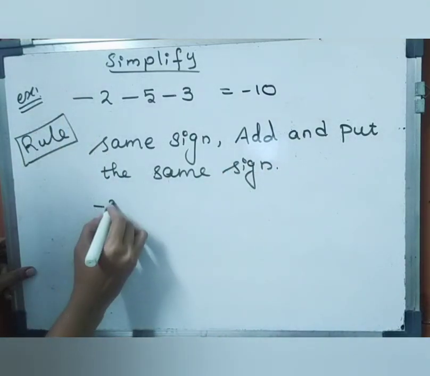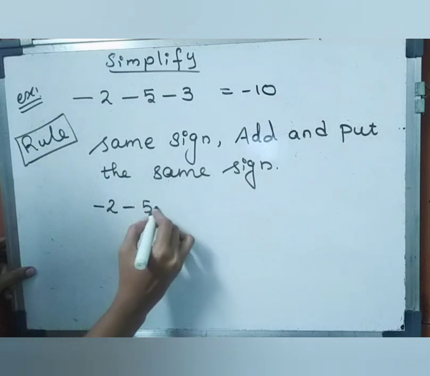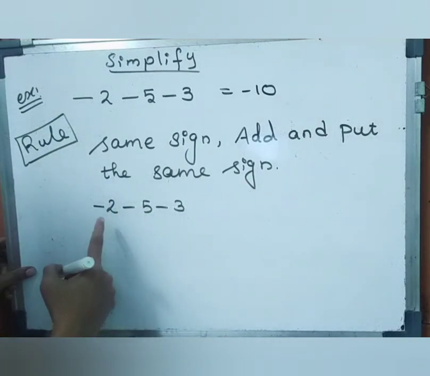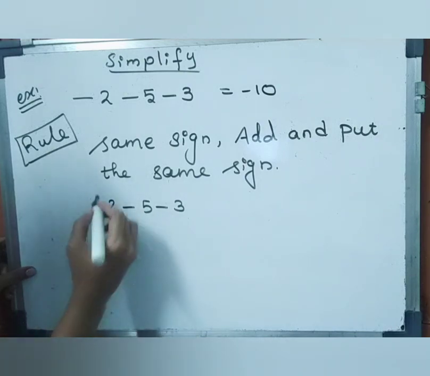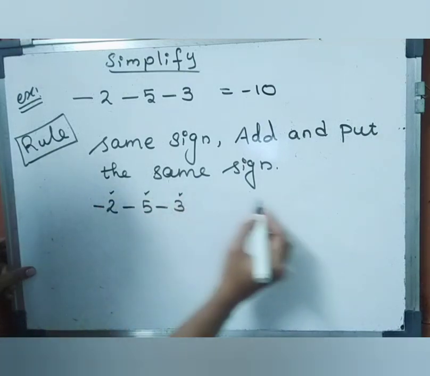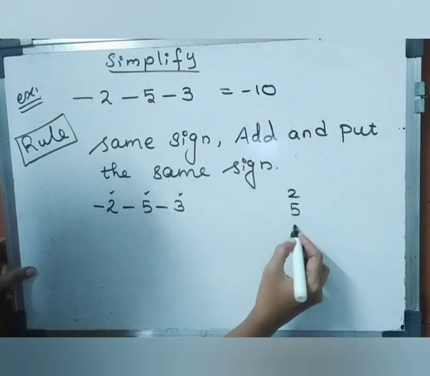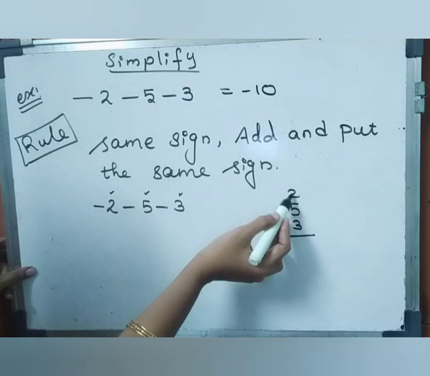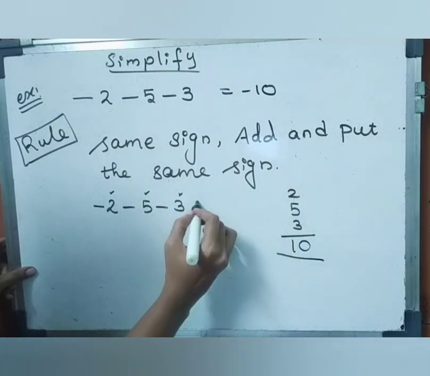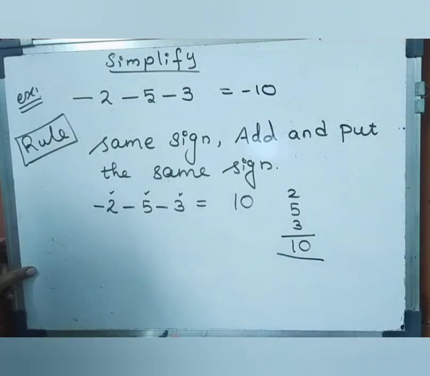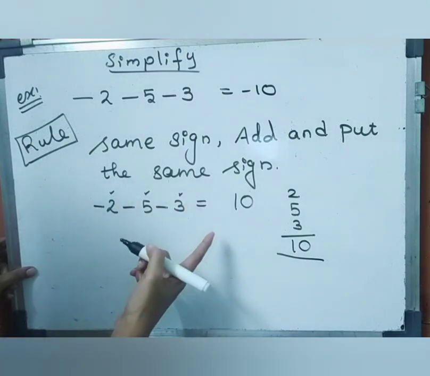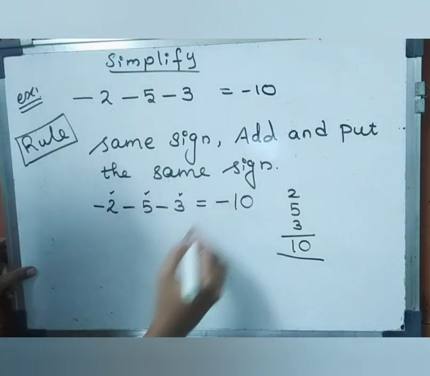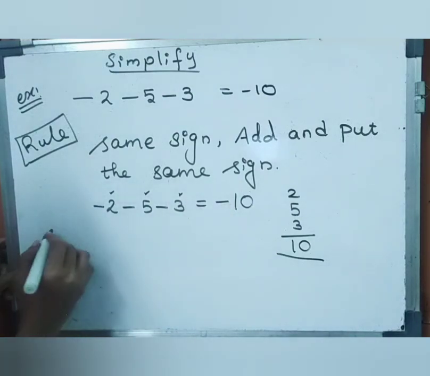See, in this example we have minus 2, minus 5, minus 3. All the integers have a negative sign. All are the same type of integers. So I am going to take these numbers alone, that means 2, 5, 3. The addition value is 5 plus 3, 8. 8 plus 2 is 10. After adding these numbers, I am going to give the same sign which is allotted here. So the answer will be minus 10. This is the first example.